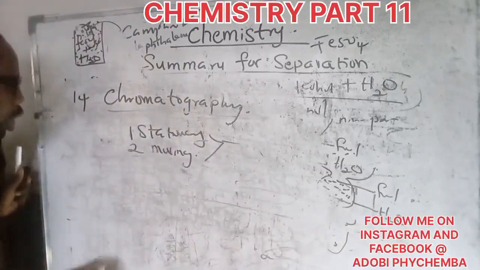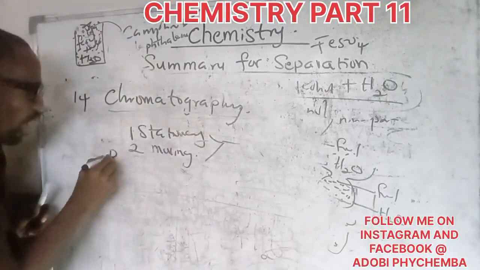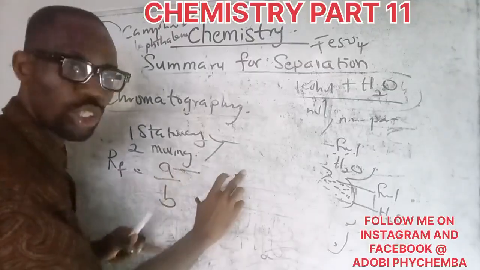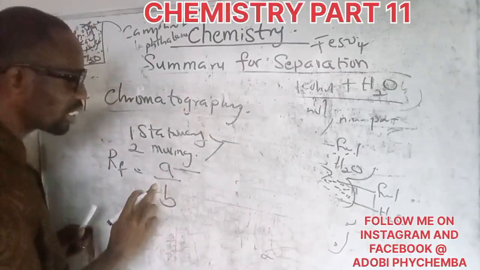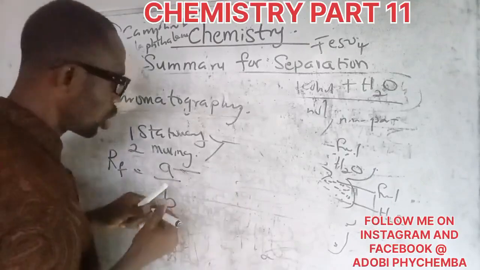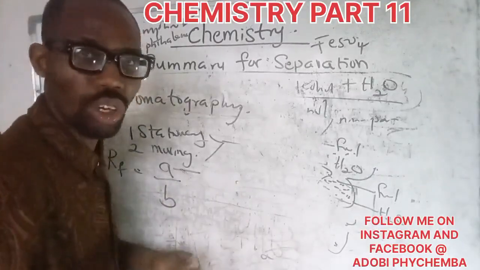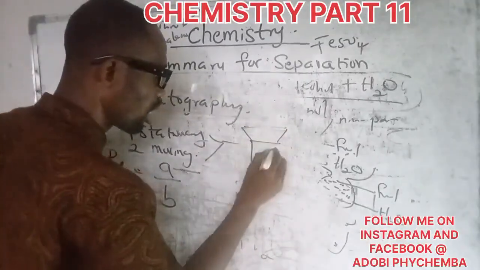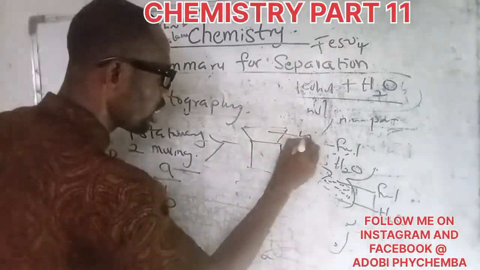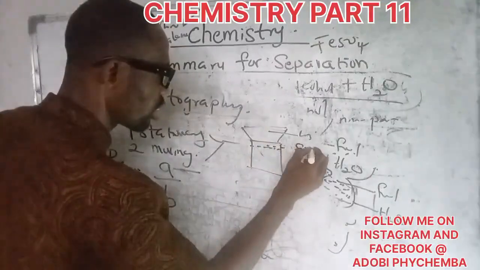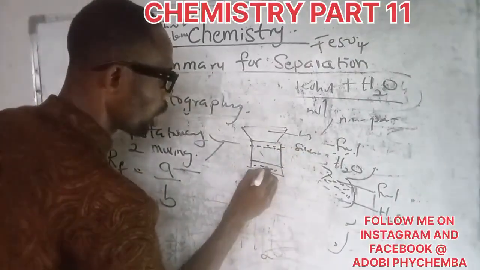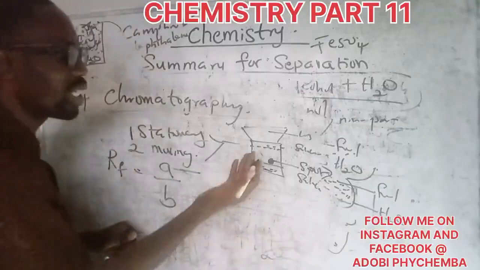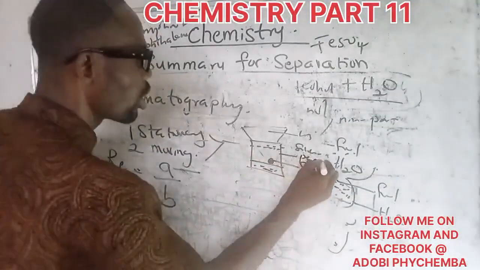And I also told you about what we call the retention factor, RF, which equals A over B. This means the distance moved by the solute over the distance moved by the solvent. And I drew something for you. You have a structure like this. I'm just doing a summary. This is lead, around this place, solvent. Here, solvent. Then you have a spot here. This is called a spot. So this is an example of paper chromatography.